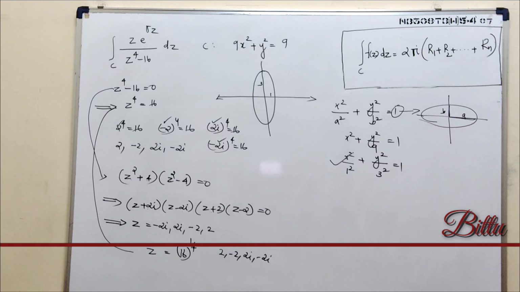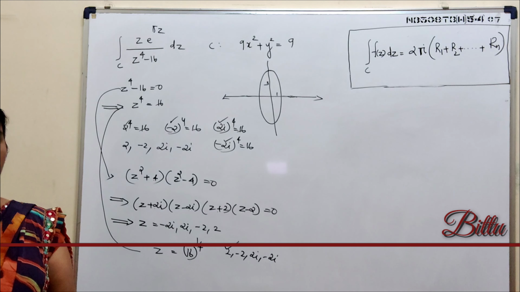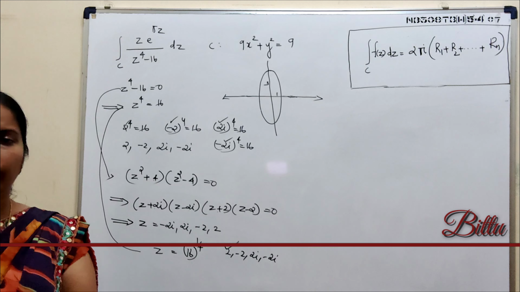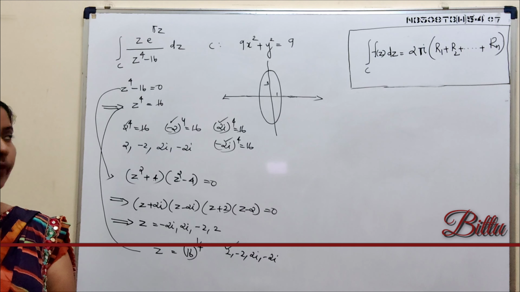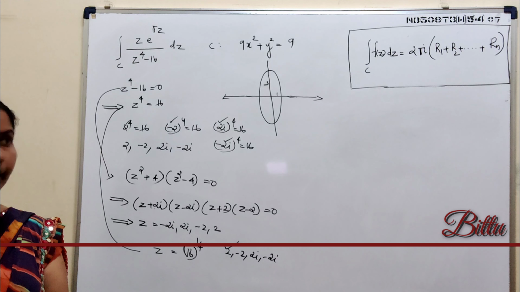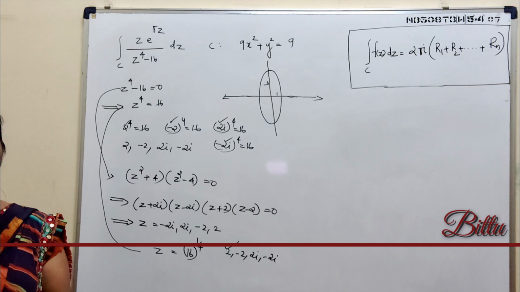Among these poles, you have to check which poles are within C. In the residue theorem, we have to check which poles are within C. Then you have to evaluate the corresponding residues and take their sum, then multiply by 2 pi i. That will give the answer of the given integral. Next, we have to check which poles are within C.